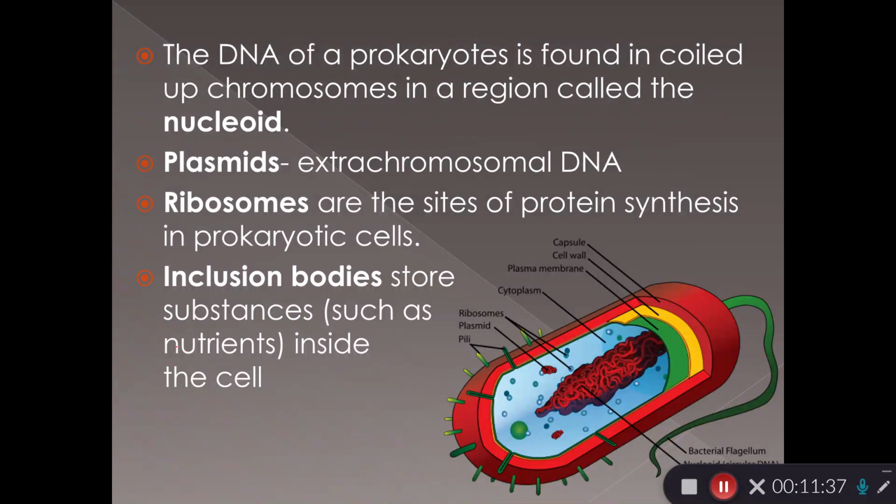Okay, let's look at this in the notes. The DNA is found in the middle in the nucleoid. There's additional DNA, little tiny circles of DNA called plasmids. You can see it's red like the regular DNA. Extra DNA, extrachromosomal DNA. Ribosomes, highlight, underline, circle, that's where proteins are made. And it says inclusion bodies store substances such as nutrients inside the cell.